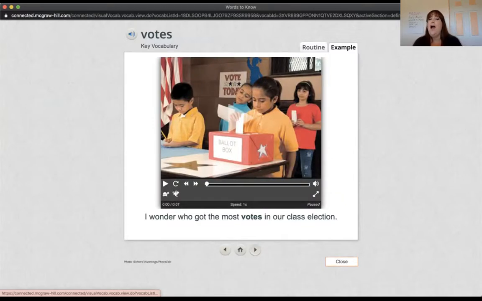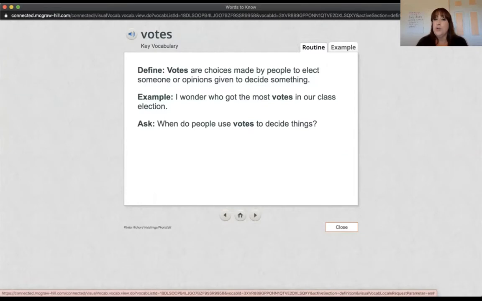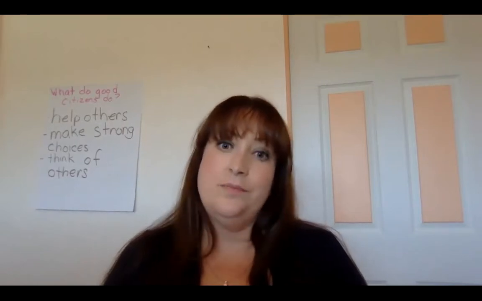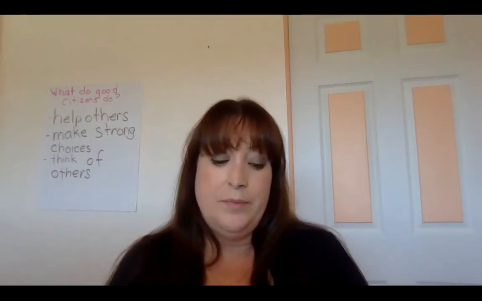And votes. I wonder who got the most votes in our class election. Votes are choices made by people to elect someone or something to do. We talked about voting in a Zoom meeting for a story, or we talked about voting to see what we want to do for recess games. So those are all different things that you can vote about. So we are going to look at a story today that talks about voting and responsibility.